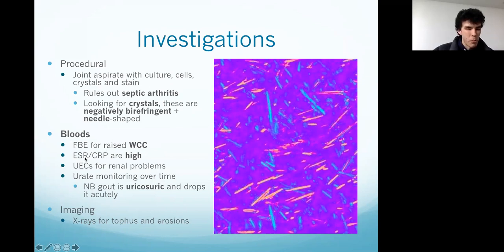On your bloods, if you think back to what we said before, so FBE, UEC, ESR, CRP. Urate monitoring is not useful in the acute episode because when you have gout, that makes your body get rid of more uric acid. So that means that at the time, their uric acid might not look as bad as it really is. So you can do it, but you would want to mention that you're going to be monitoring that over time. And then you can image it and you'll look for the same things that we've already talked about, those hooked out erosions.